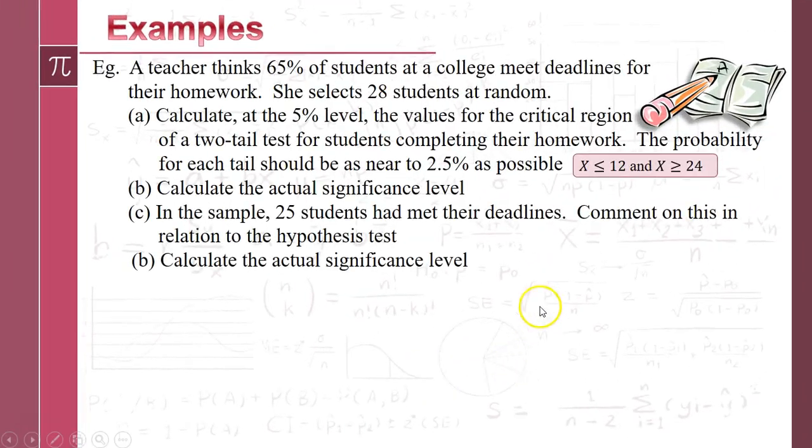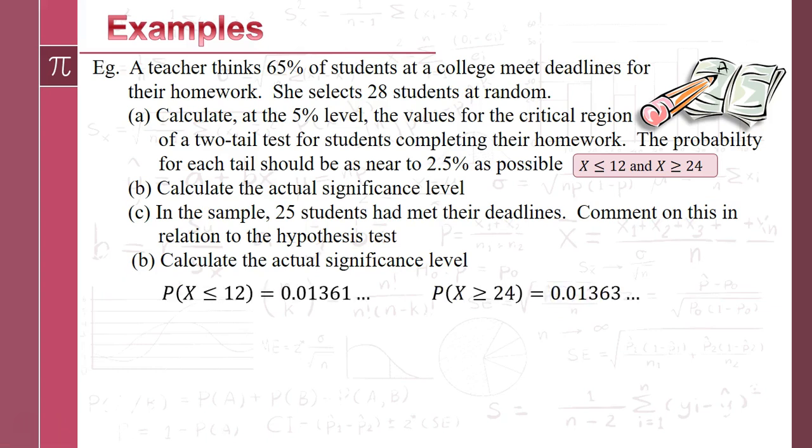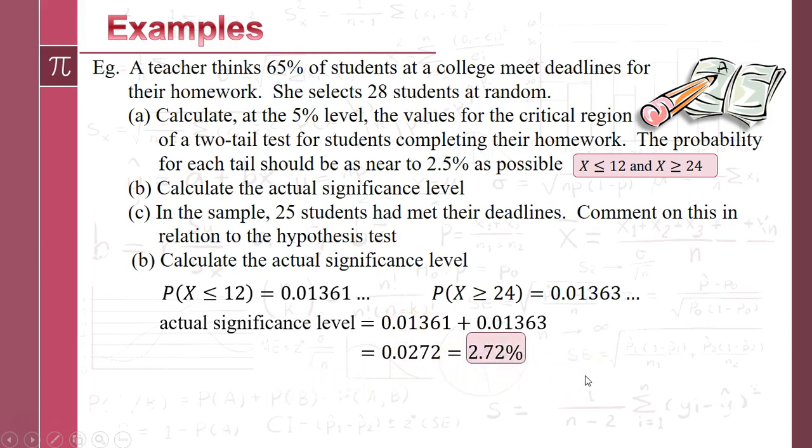Right, on we go. We've got our two values, and part B says calculate the actual significance level. Now we're testing at the 5% level, but clearly we saw from the previous slide, it's not possible to get the figures to work out to be exactly 5%, so what is our significance level? Well, those are our two figures, and if we put those two numbers together, the actual significance level is 2.772%. So it's nowhere near the 5% level, and that's just because of the way the numbers have worked out. So we've got a significance level that's a lot harsher than the 5% we were asking for, but it's the best we can do with the numbers as they are.